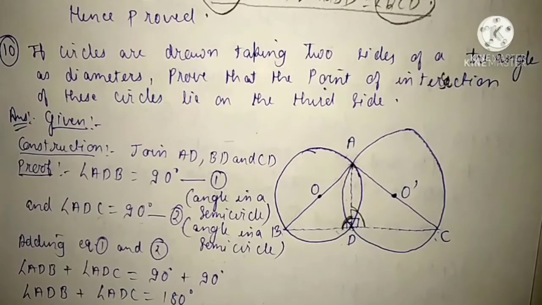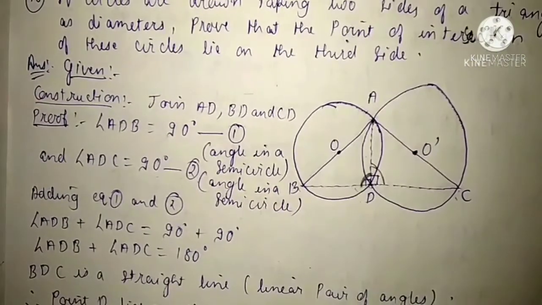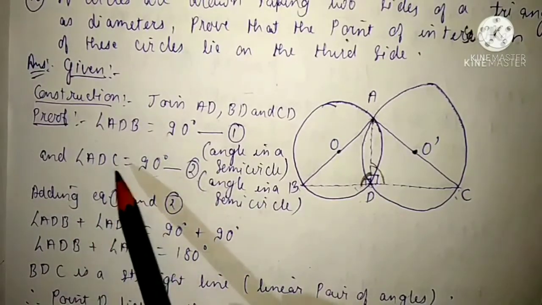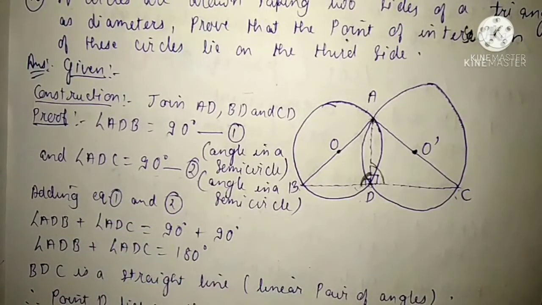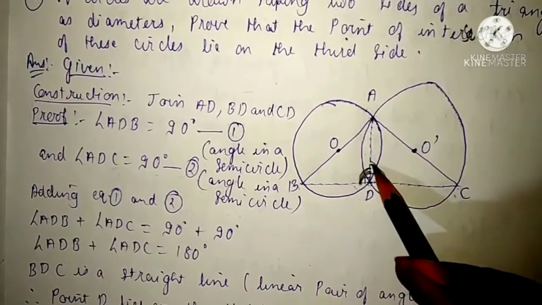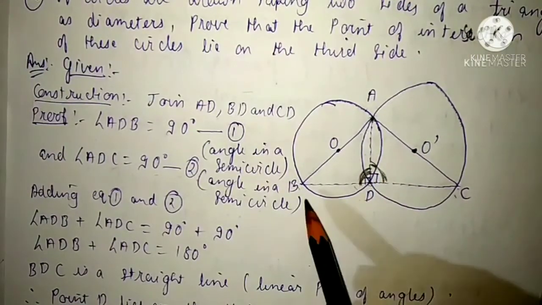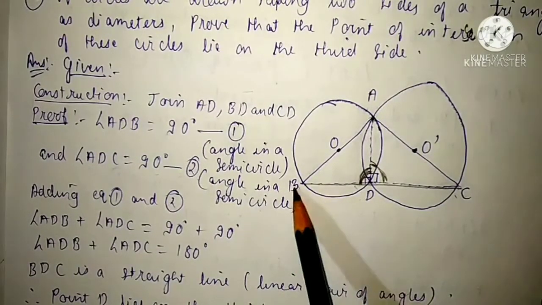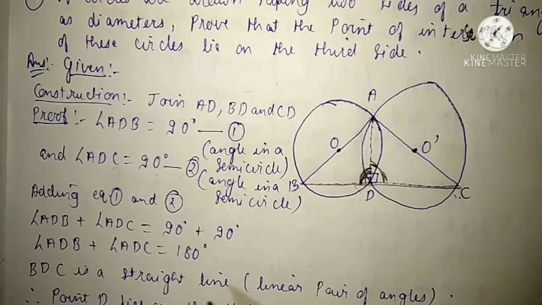Now what we will do, we will add both the equations. Adding equation 1 and 2. Angle ADB plus angle ADC is equal to 90 plus 90. So angle ADB plus angle ADC is equal to 180 degrees. Now, if this angle and this angle add up to 180 degrees, that means this is a straight line. So we can say that BDC is a straight line because a linear pair is formed between these two.